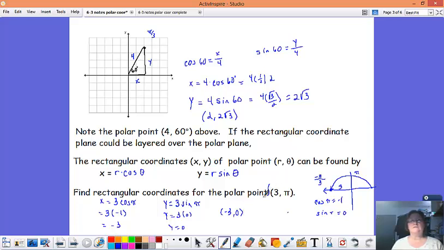These two reference the same point. Okay, they're talking about the same thing. (-3, 0) in the rectangular plane, (3, π) in the polar plane.